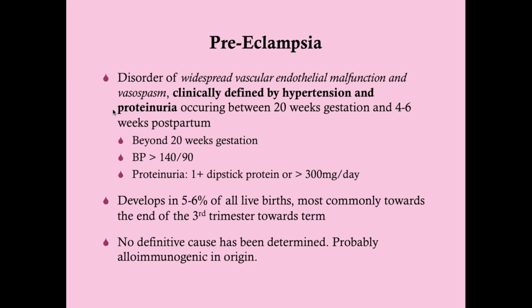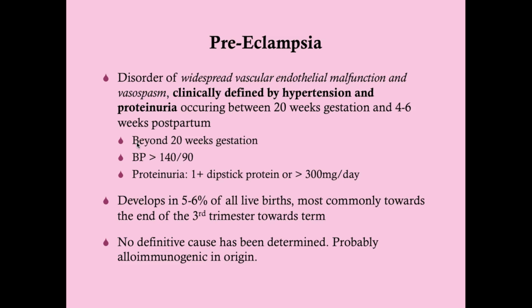It's clinically defined by hypertension and proteinuria, and that's what separates it from just old garden variety gestational hypertension and chronic hypertension. In preeclampsia, you have to have proteinuria. You have to have more than 300 milligrams of protein coming out the urine every day. And it's got to occur between 20 weeks gestation and 4 to 6 weeks postpartum. So you cannot diagnose preeclampsia until that halfway point in the pregnancy at 20 weeks gestation.